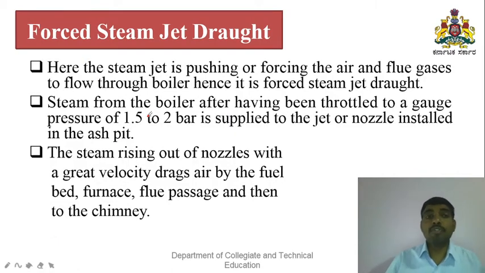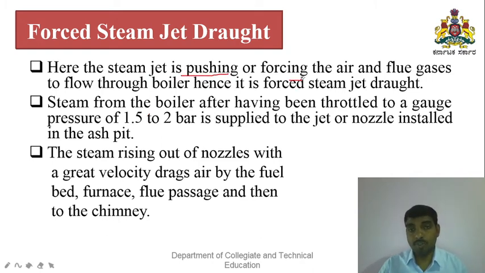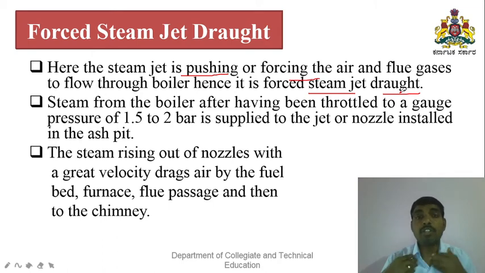So, moving on to the forced steam jet draught system. Here the steam jet is pushing or forcing the air and flue gases to flow through the boiler. Hence it is a forced steam jet draught. It is a little bit opposite to the induced steam jet draught. Here in the forced system, we are pushing the air and flue gases towards the chimney and out of the boiler. For that reason we call it a forced steam jet draught system.